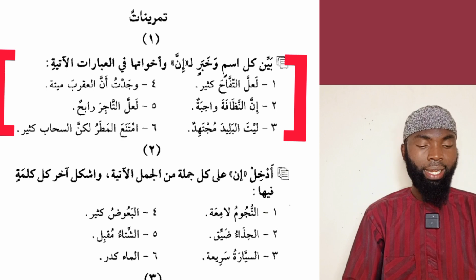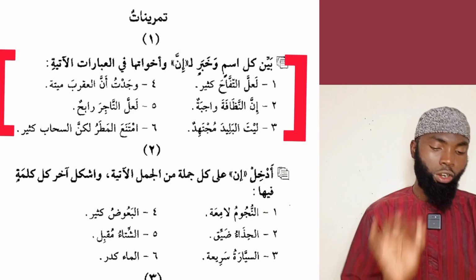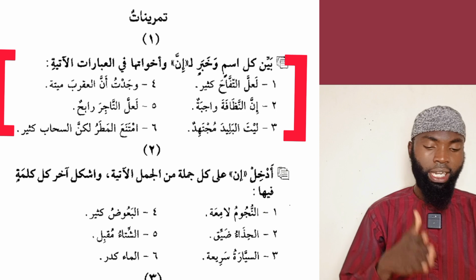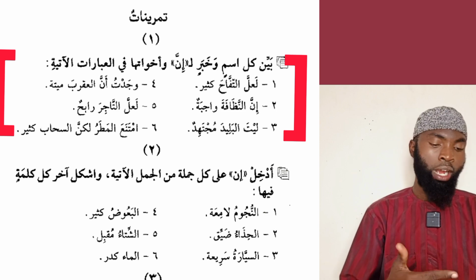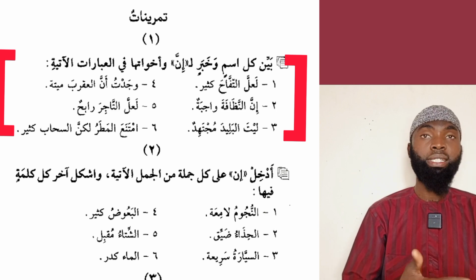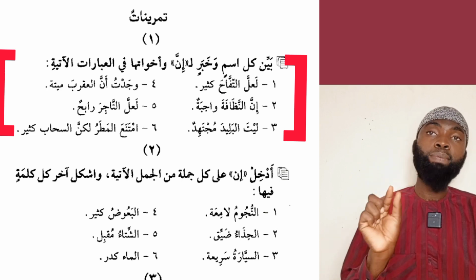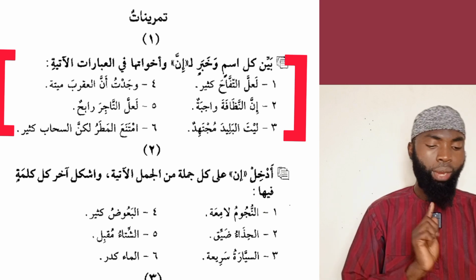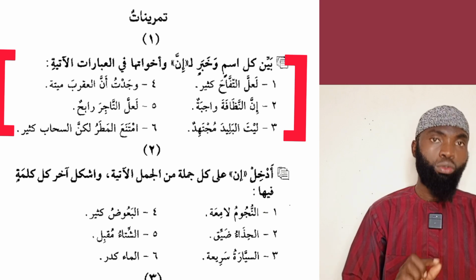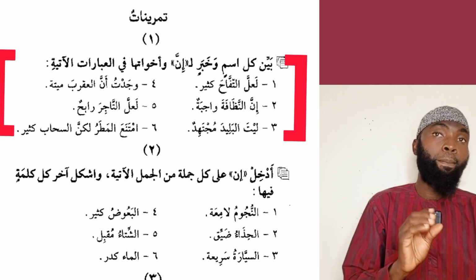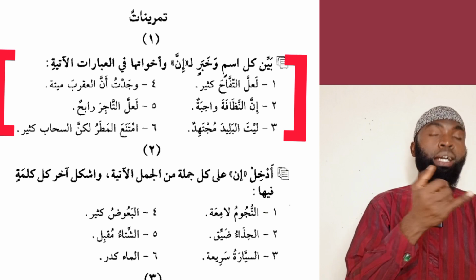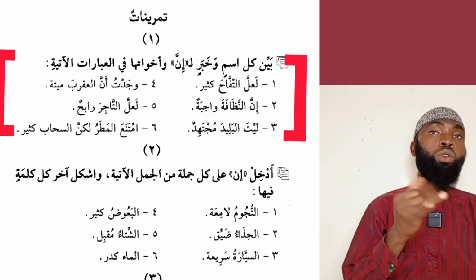We are to identify each of the ismu and khabar of inna and its equivalents, or its sisters, fil ibarat al atiya, in the following expressions. Below we have expressions or sentences. We have to identify the ismu of inna and its sisters, and also the khabar. Number 1, we have la'alla at-tufaha kathirun. Hopefully, the apples will become much. So at-tufaha is the ismu la'alla, and kathirun is the khabaru la'alla.